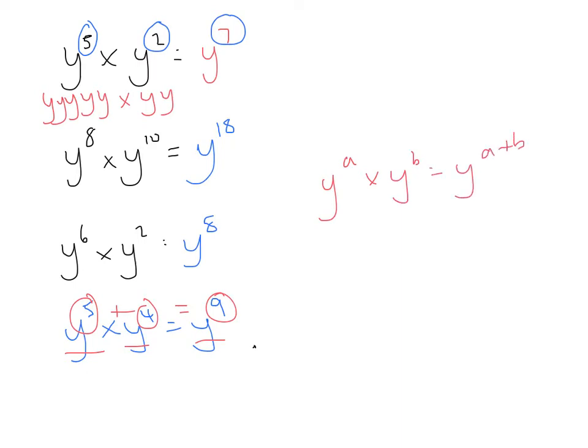And that all works because of this bit up here. Y to the power 5 is, or y to the power a would be a amounts of y's all multiplied together. And we multiply it by some more y's. And overall we'll have done y a plus b times, y to the power a plus b.